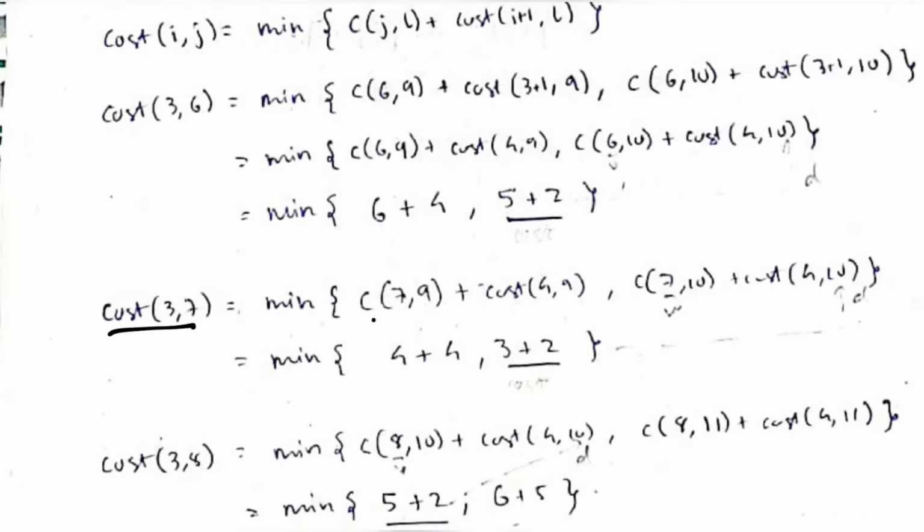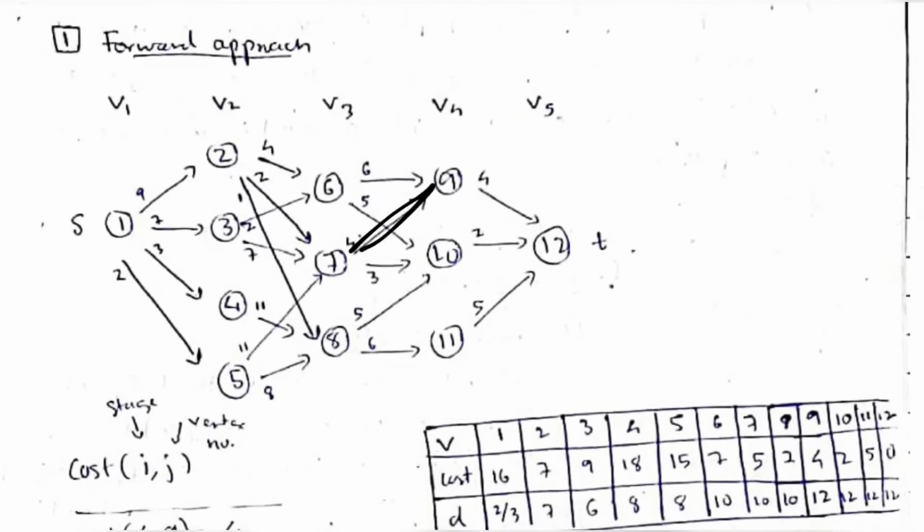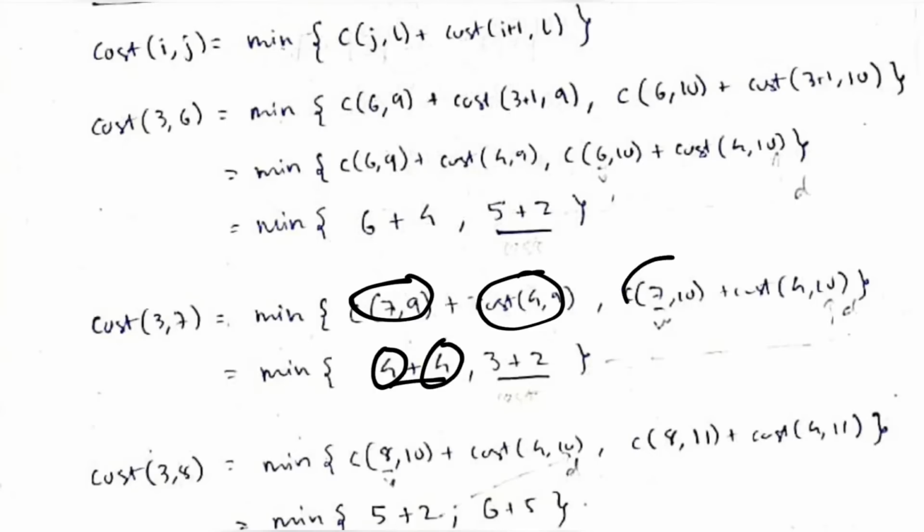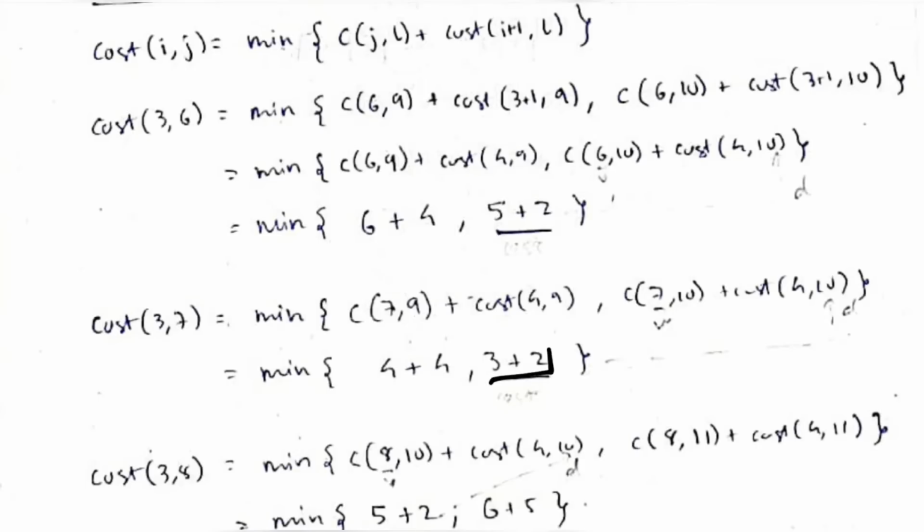To calculate this, we'll be using two formulas here. The cost of edge from 7 to 9 plus cost of 4 comma 9, which means the cost of the edge from 7 to 9, which is this edge, plus the cost of 9, or the cost of the edge from 7 to 10 and the cost of 10. Okay, so in this case we'll be substituting both values here. The cost of the edge is 4 and the cost of the vertex 9 is 4, and here 7 comma 10 means 3, the cost of that edge, and this is the cost of the vertex 10. Okay, this is 2. So this is the minimum one, so this will be the cost.